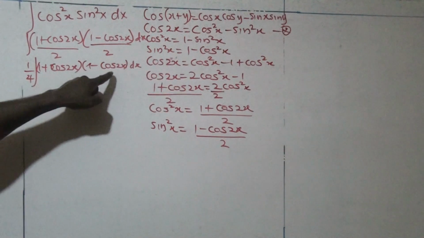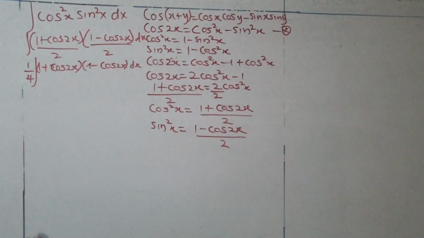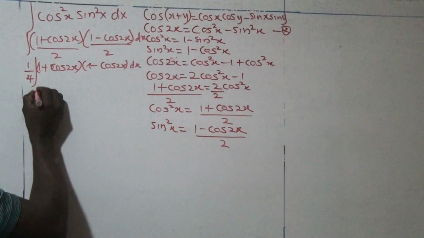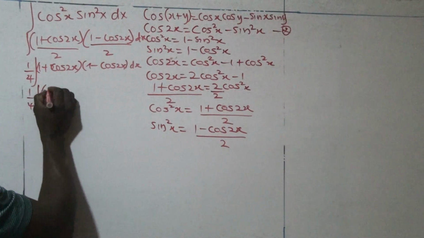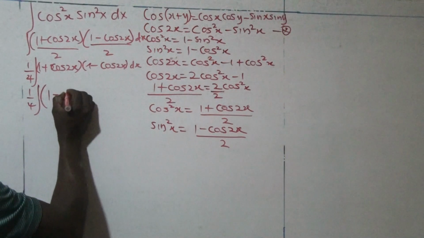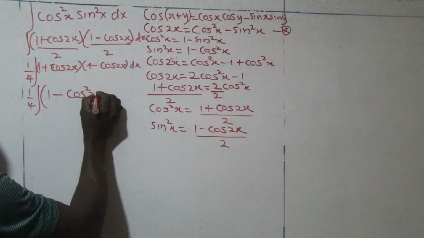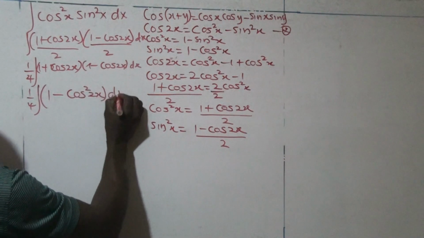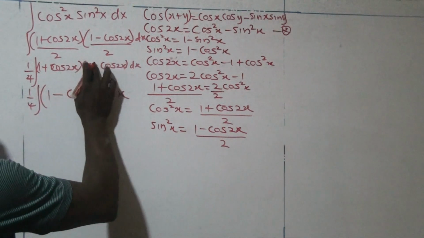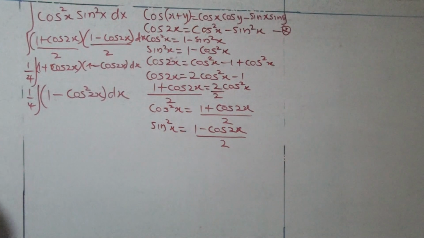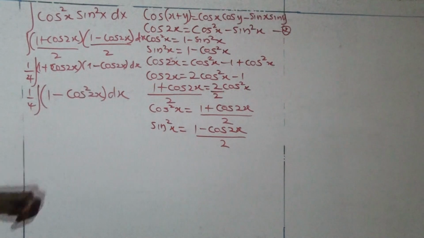Looking at this expression, we have a difference of two squares. If we expand this expression, the result will become 1 minus cos squared 2x dx. So the whole of this expression is now reduced to 1 minus cos squared 2x.